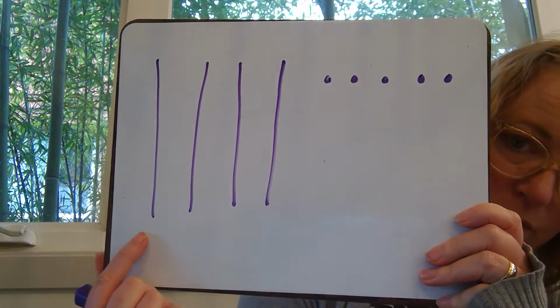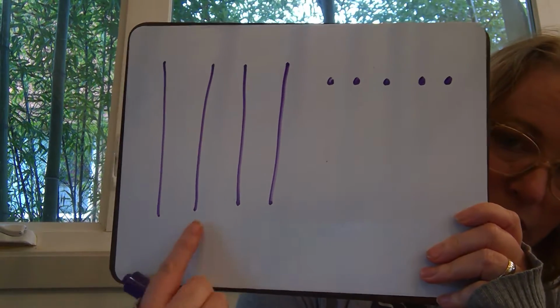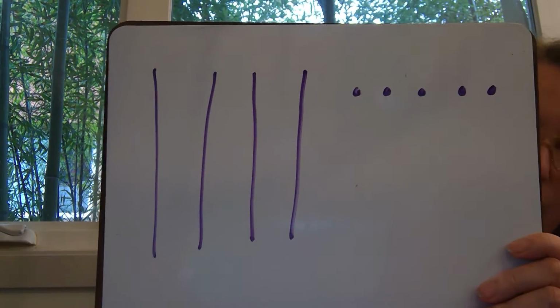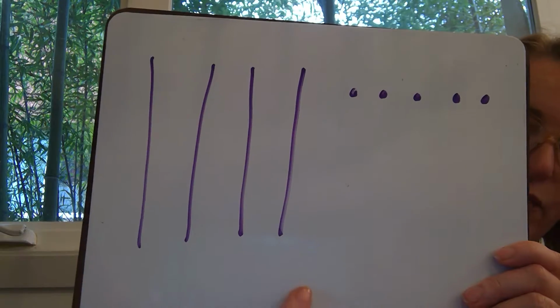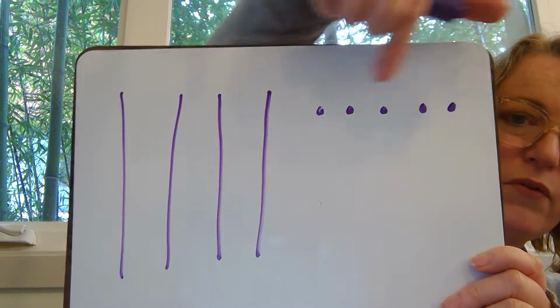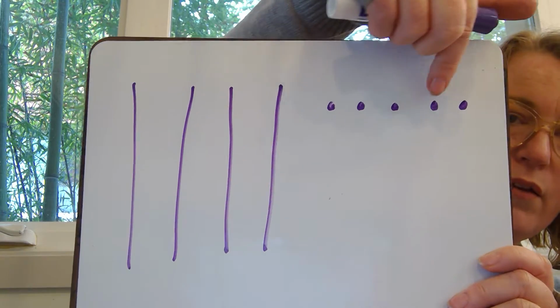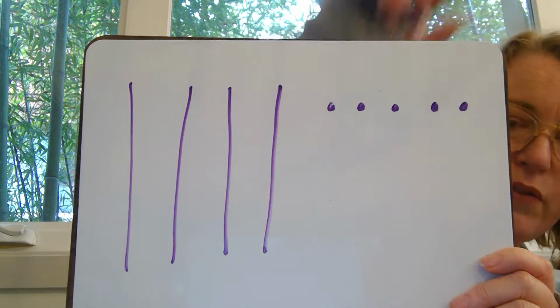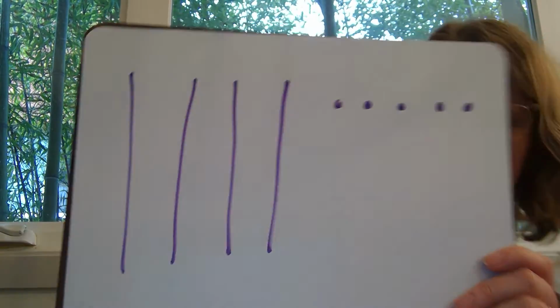What do we have here? 1, 2, 3, 4. We have 4 tens. 4 tens is the same thing as 40. This is 40. And then what do we have up here? We have 5. 1, 2, 3, 4, 5. 40 plus 5 is 45. Okay, very good. But now I'm going to add on to it.